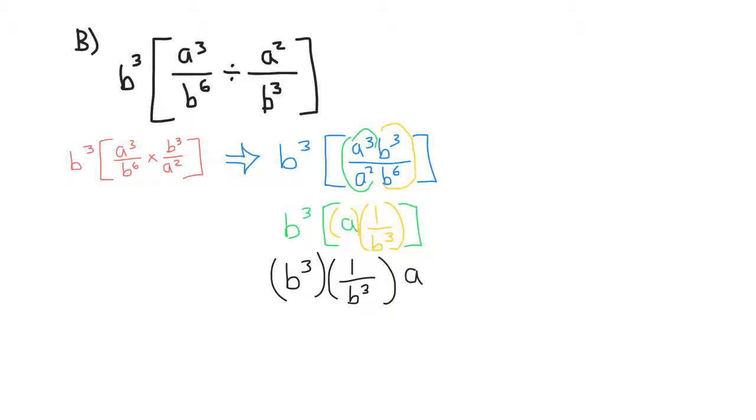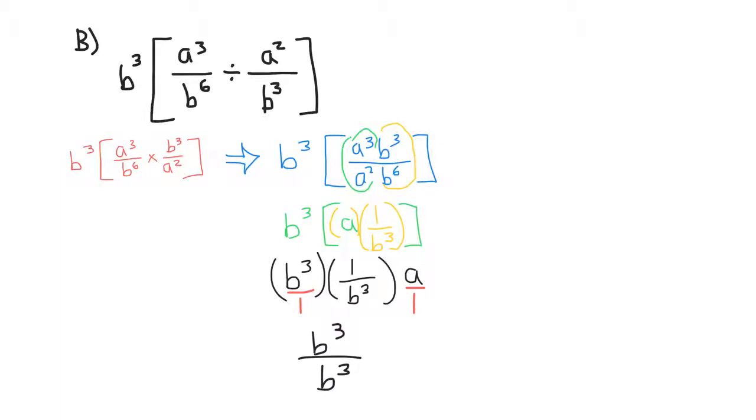B to the third times 1 over b to the third. Now, keep in mind, this b to the third secretly has a 1 underneath it. And you know what? While we're at it, this a also has a 1 underneath it. So you could think of this as a fraction multiplied times another fraction multiplied times another fraction. And what do you do with fractions? Well, you multiply straight across. So the first two fractions would end up becoming b to the third, because b to the third times 1 is b to the third, all over b to the third.